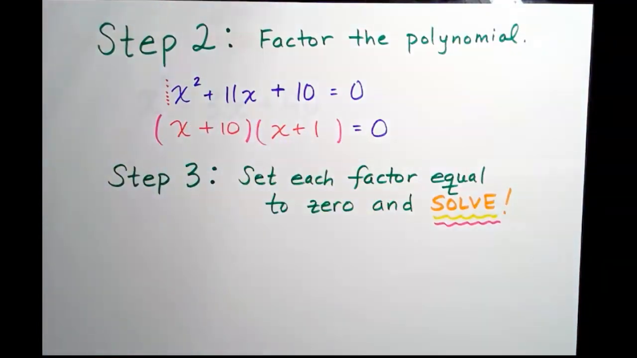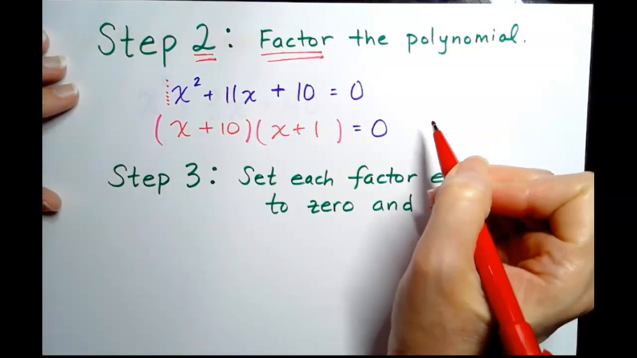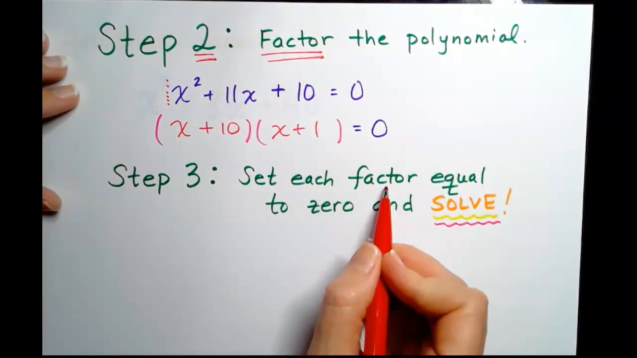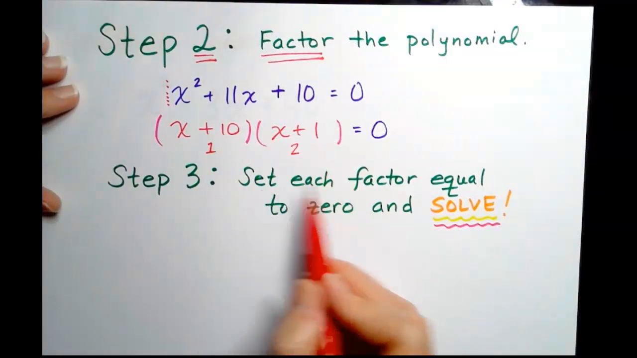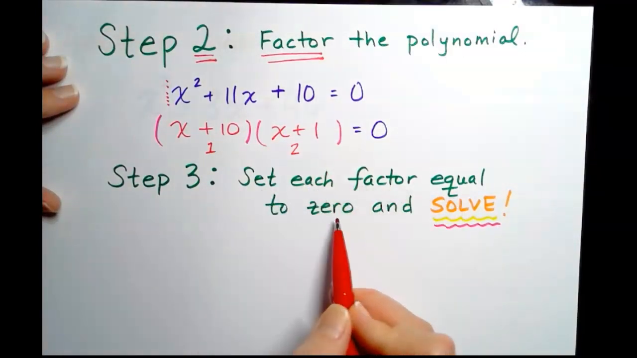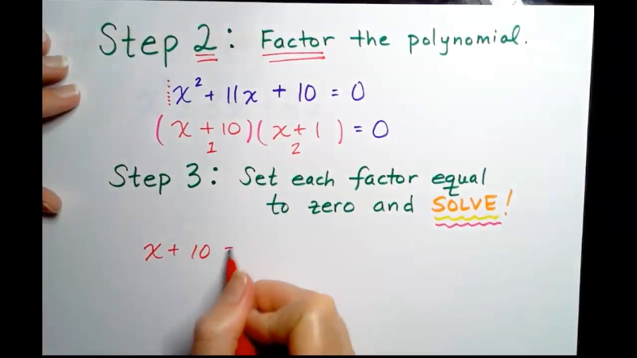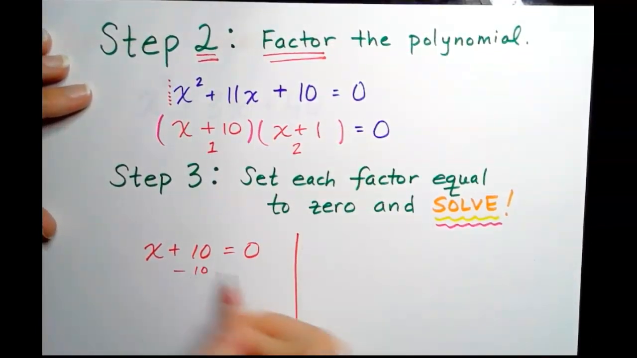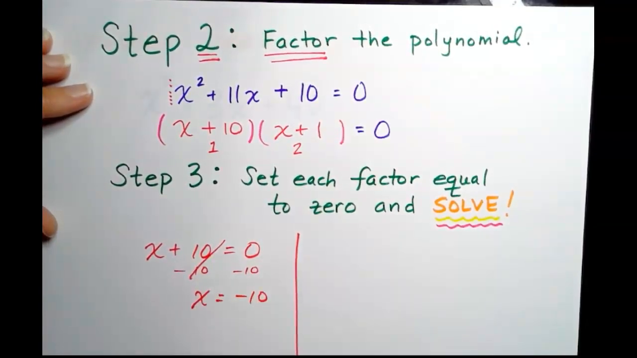So step 1, put in standard form and set equal to 0. Step 2, factor the polynomial. Step 3, set each factor. Here's factor number 1, here's factor number 2. Set each factor equal to 0 and solve. So factor number 1, x plus 10 equals 0. So first answer, minus 10, x equals negative 10. So there's our first answer.